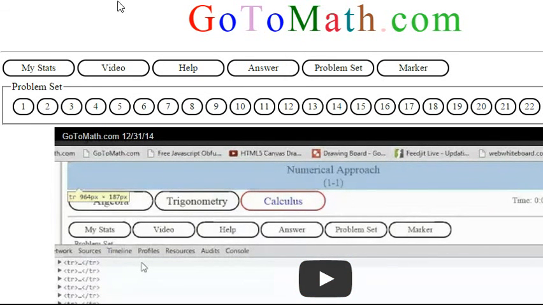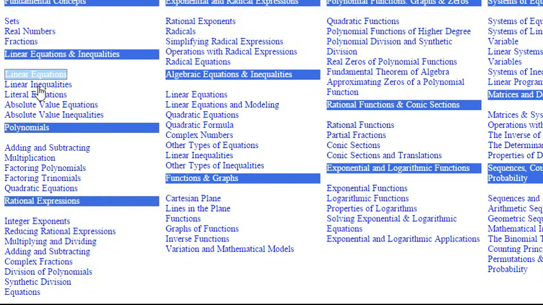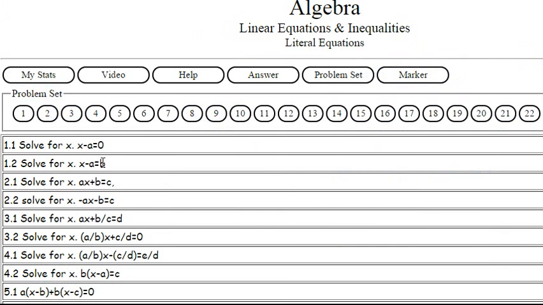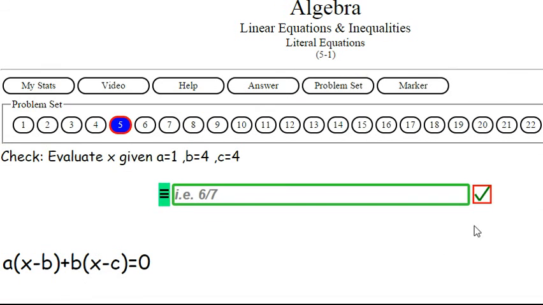Okay, we're here at GoToMath.com. Come up here, click Algebra. I know you can't see the button, but it's right up there. Doing 5.1. Let's click right here. Let's remember it's a fraction this time.